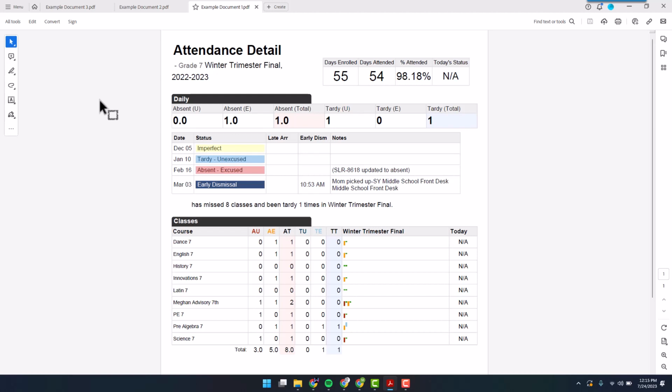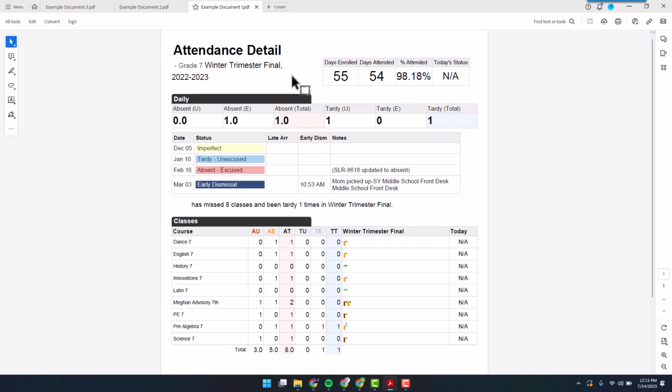The first thing to know is that the attendance document that shows up on Veracross is per trimester. So you have to pay attention to which trimester you're actually looking at, fall, winter, or spring. The one I have in front of me here happens to be an example of a student's for winter. So let's look at how we read this.